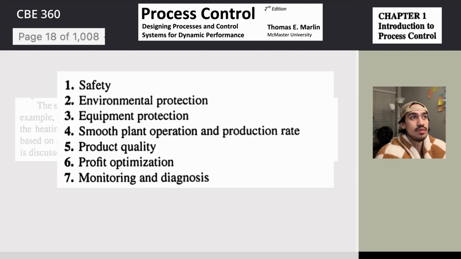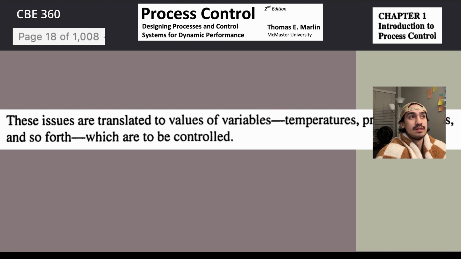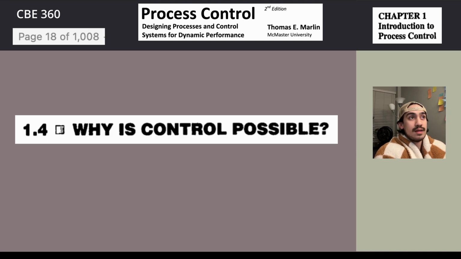1. Safety. 2. Environmental protection. 3. Equipment protection. 4. Smooth plant operation and plant production rates. 5. Product quality. 6. Profit optimization. 7. Monitoring and diagnosis. These issues are translated to values of variables, temperature, pressure, flow, and so forth, which are to be controlled. 1.4. Why is control possible?